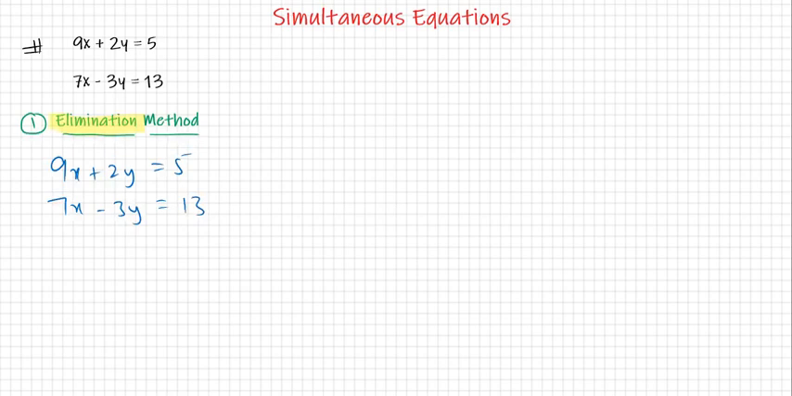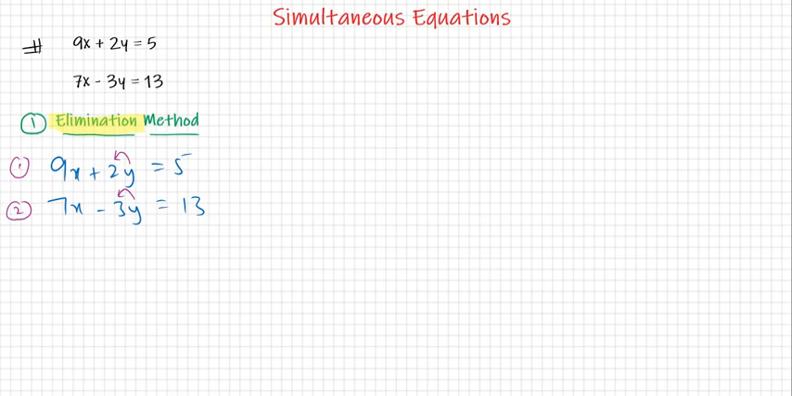Now, in order to eliminate a variable, we need to make the coefficients of the two variables equal. For example, if I want to eliminate y, the coefficient of y in the first equation and the coefficient of y in the second equation should be the same. The coefficient of y in the first equation is 2, whereas in the second equation the coefficient is minus 3. So these are unequal. They should be the same.